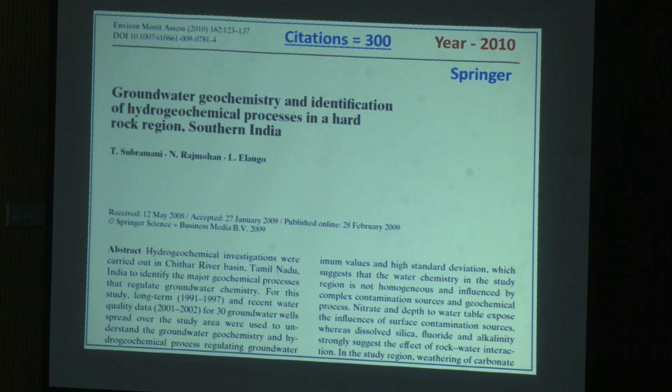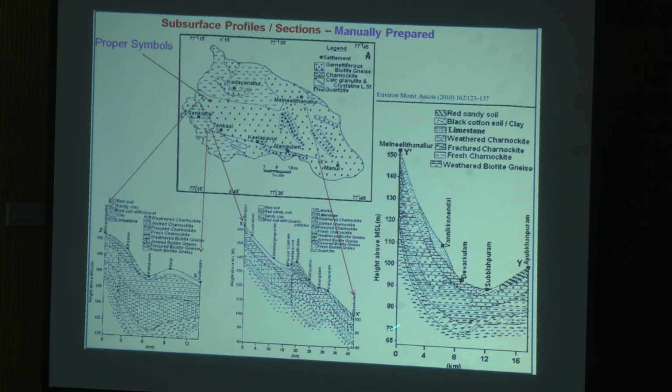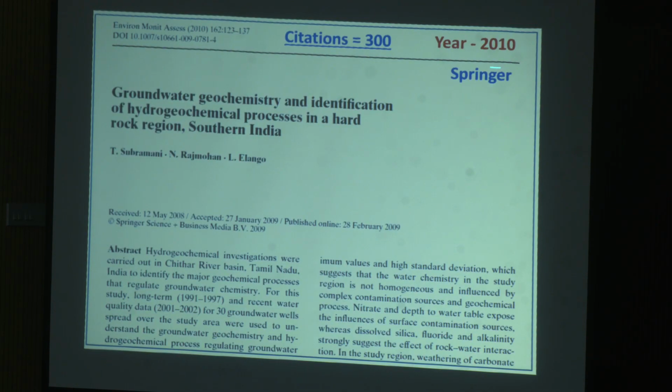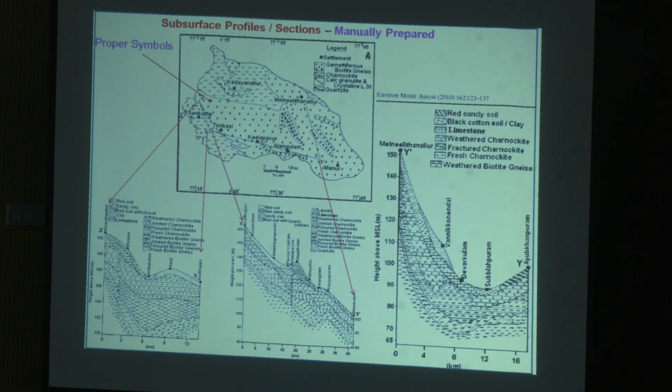The reason is that I have manually prepared these diagrams. This was published long back, I think in the year 2010. At that time, if you wanted to publish color outputs, they would ask for money. You had to pay in dollars, then only they would publish. So what I have done, you see, all the maps and diagrams are black and white. I have prepared a cross section.